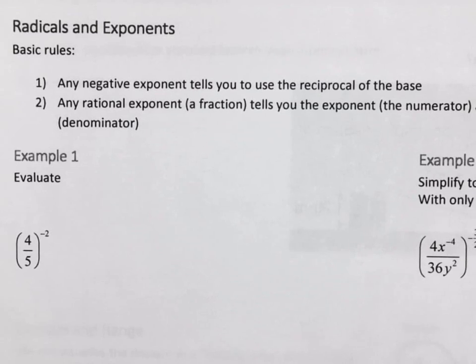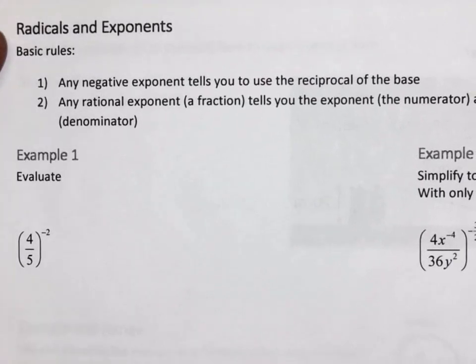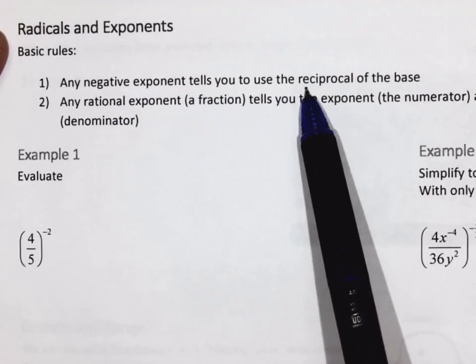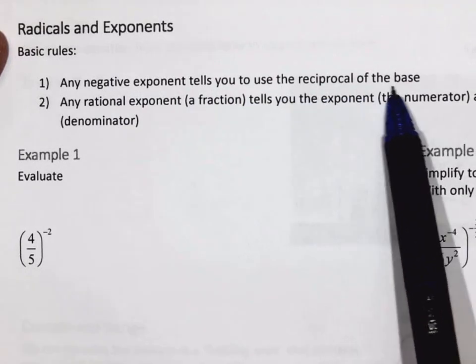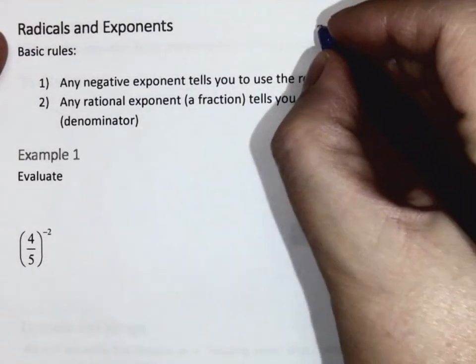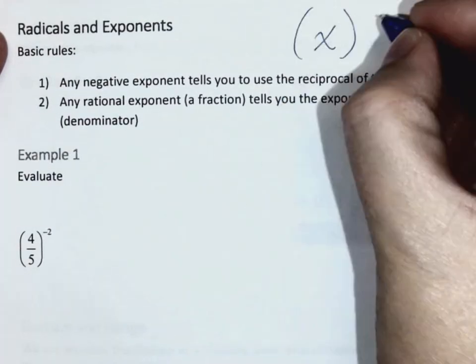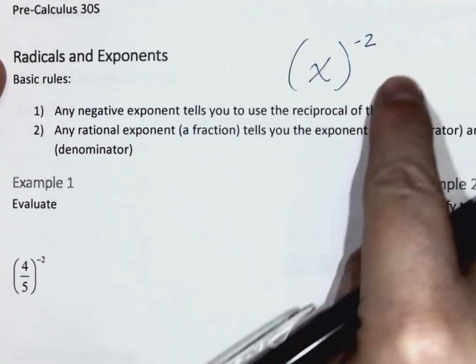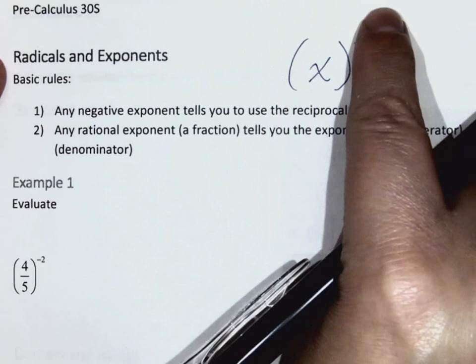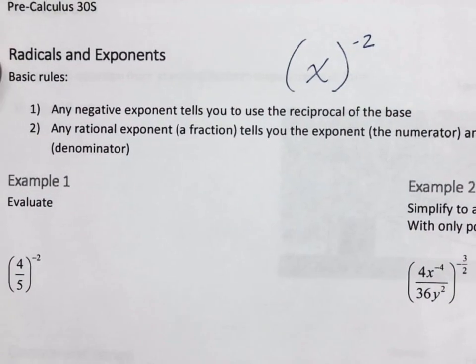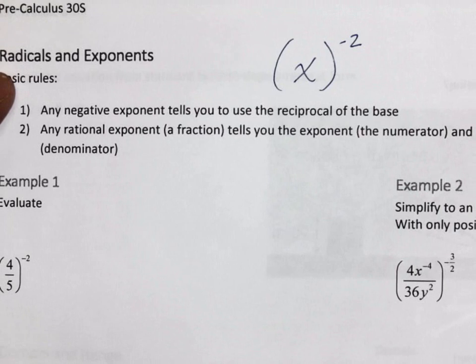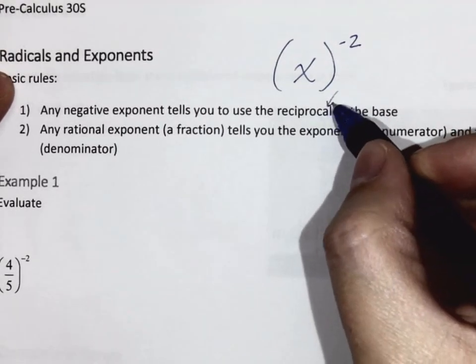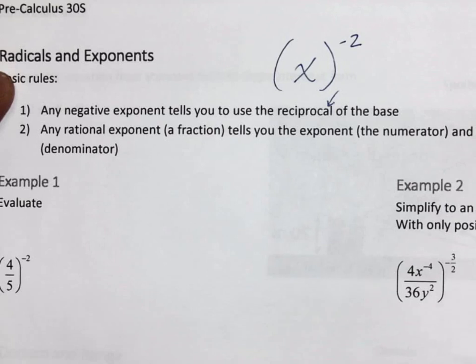Okay, so let's move on to radicals and exponents. So here's some basic rules, things you should have taken away from exponents. Any negative exponent tells you to use the reciprocal of the base. So if I have x to the exponent -2, my base is x. My exponent is -2, and we refer to the whole thing together, the base and the exponent, as a power. I get the language a little bit mixed up, but we do really have to pay attention to it. So the reciprocal, I would like you to flip the fraction upside down.